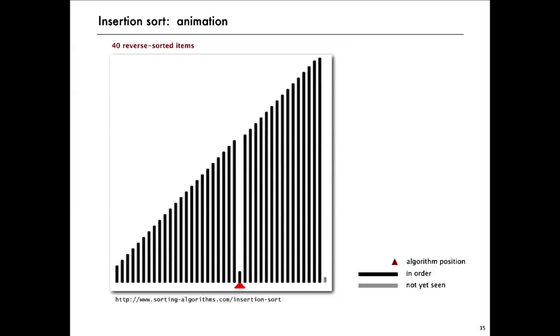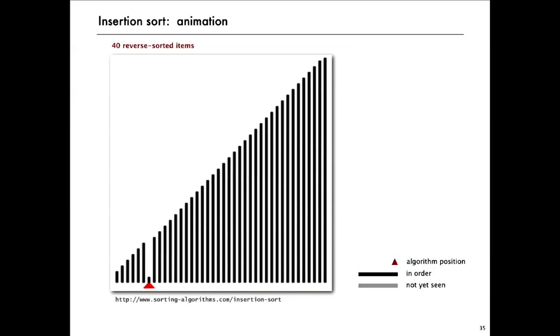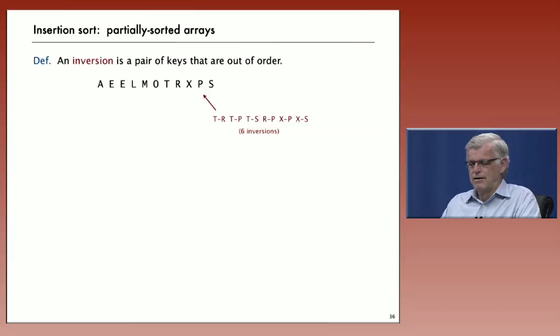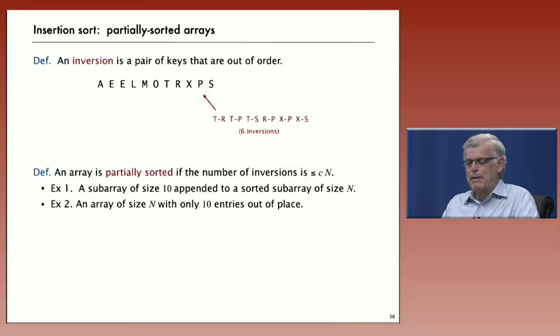So this is a bad case that we wouldn't like to see in a practical application. But there's also a good case that we actually take advantage of in plenty of practical applications. And that has to do with when the array is partially sorted. To talk about this in a quantitative way, we define what's called an inversion. An inversion is just a pair of keys that are out of order in the array. So this array has 6 inversions. T and R are out of order because R should go before T. T and P are out of order, and so forth. This array has 6 inversions. And we define an array to be partially sorted if its number of inversions is linear, if it's less than some constant times n.